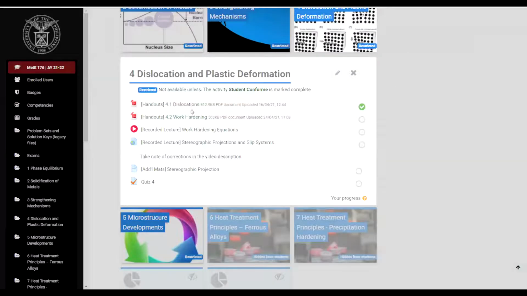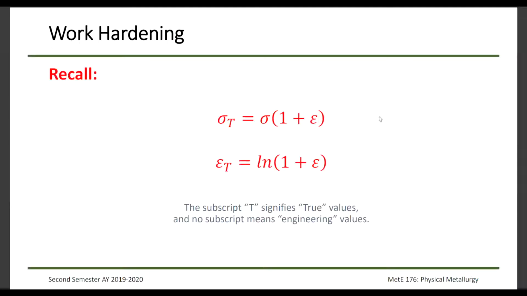What we will discuss now are the equations and problem solving involved. That will be the hardening part of plastic deformation. Let's recall some of the terms already discussed, from MetE11. We have two kinds of values: true values and engineering values.